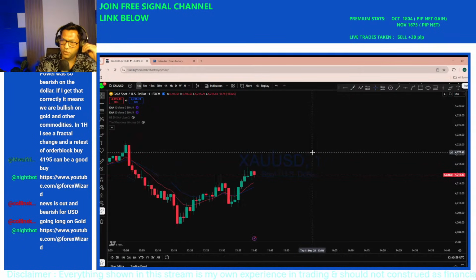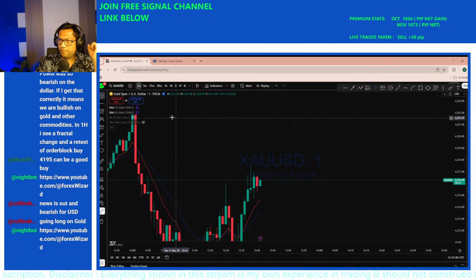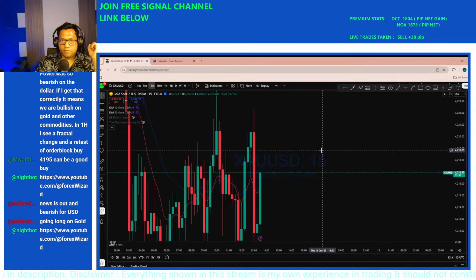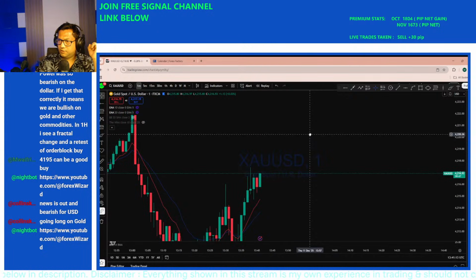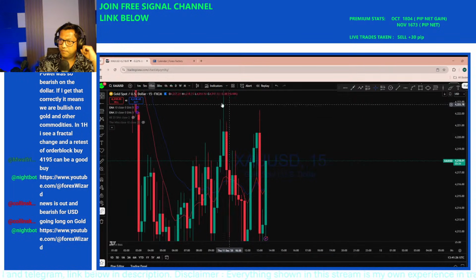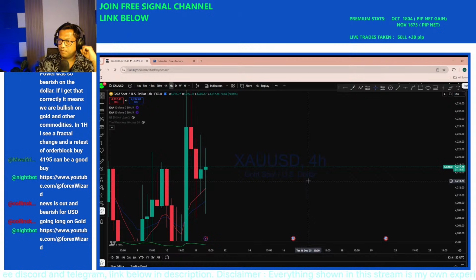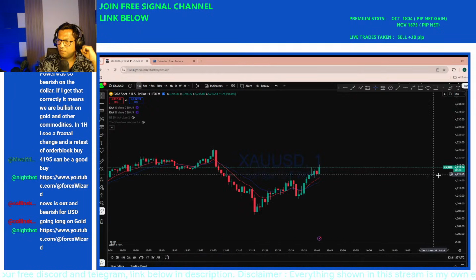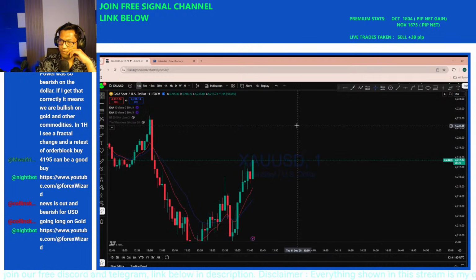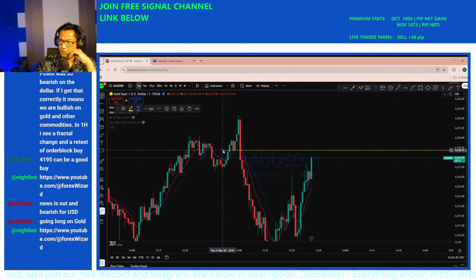Now this market eventually can create... if you look at here, it's in this area. This is a very important level of resistance, support and resistance here.